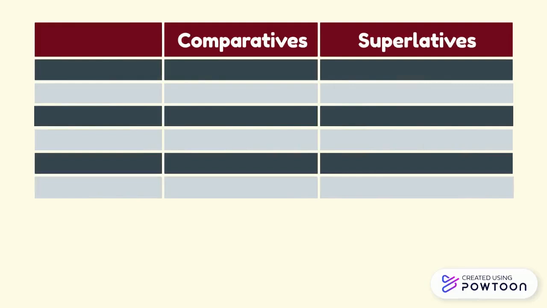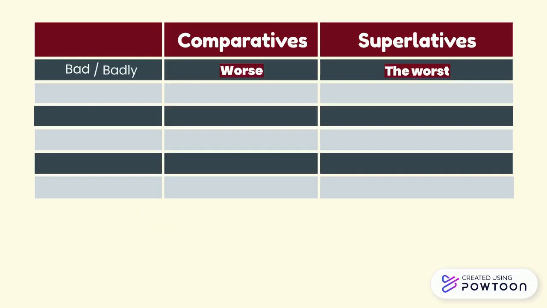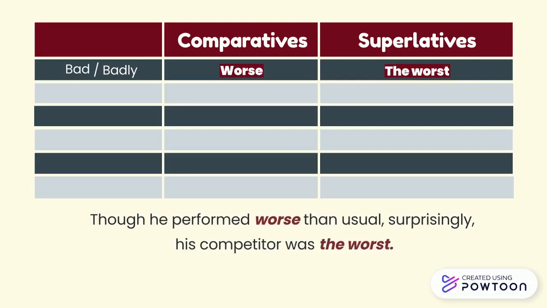These are not formed by simply adding er, est, more, almost, like we've just learned. Let's take the adjective bad for example. The comparative for bad isn't badder, neither is the superlative baddest. The comparative for bad is worse, and the superlative is the worst. My bicycle was worse than I expected. It was the worst vehicle I've ever bought. This is also the case for the adverb badly, which is worse and the worst. For example, though he performed worse than usual, surprisingly, his competitor was the worst.